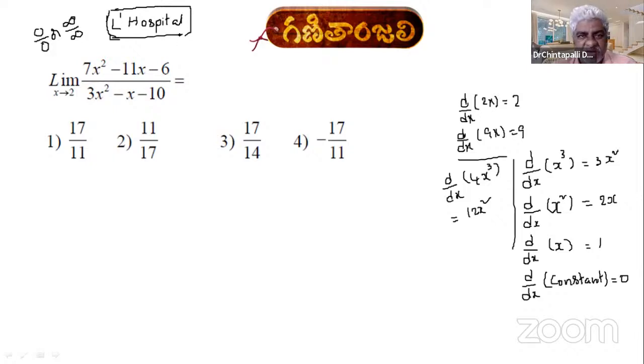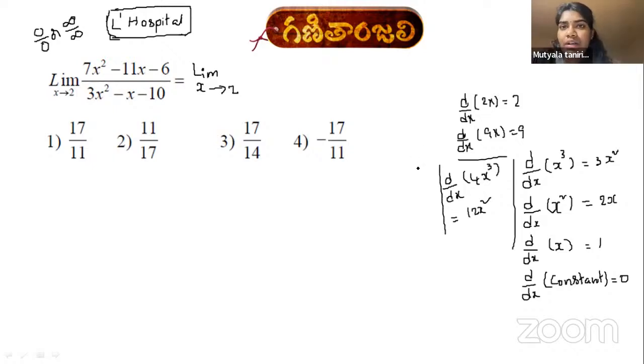Since the given function is in the form of 0 by 0, we can use L'Hospital rule. L'Hospital rule is very simple. That is derivative of numerator by derivative of denominator. Tell me, what is the derivative of 7x square? 14x. That's good. Next, minus 11. Very good. Whole by minus 6. Minus 6, 0.